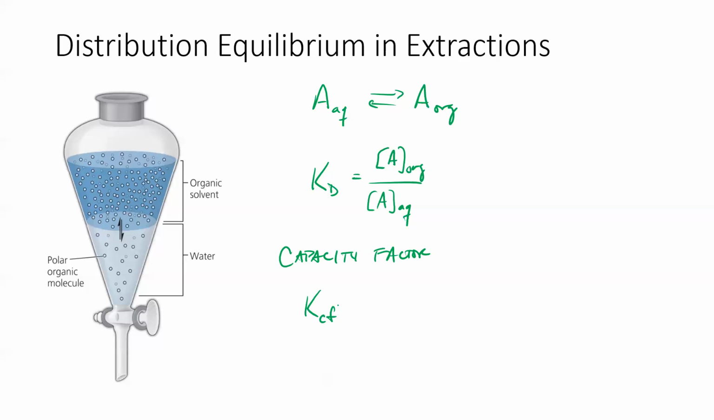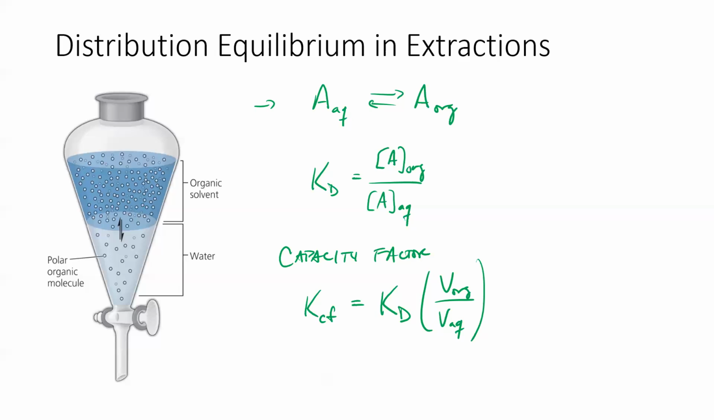And that's just a K sub CF. And this is equal to KD times the volume of the organic layer divided by the volume of the aqueous layer. And again, if we were going from the organic into the aqueous, we could reverse these two. It all depends on what your equilibrium is.